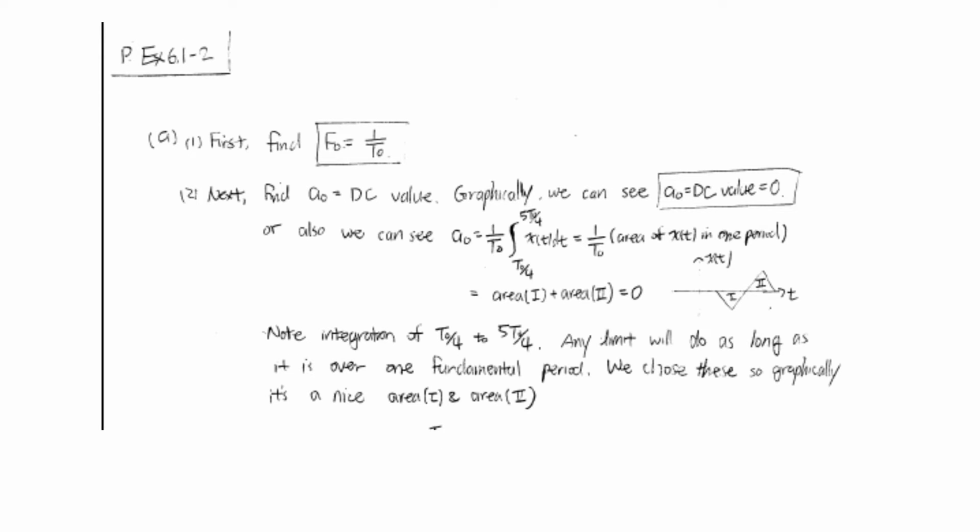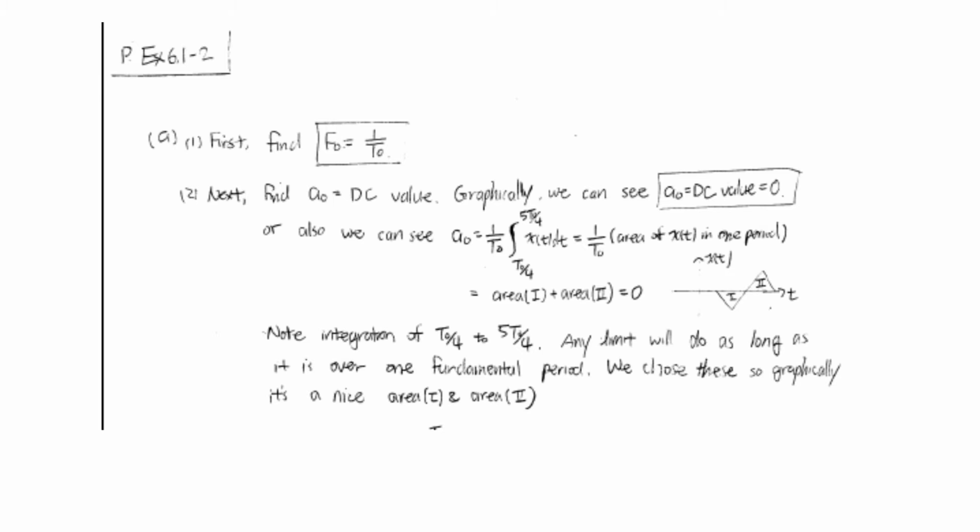So part A, the first step is pretty straightforward in method 1. Our goal is just to find the fundamental frequency. Here, the fundamental frequency is already given because everything was given in units of t naught. So the fundamental frequency, we'll just say, is 1 over t naught.